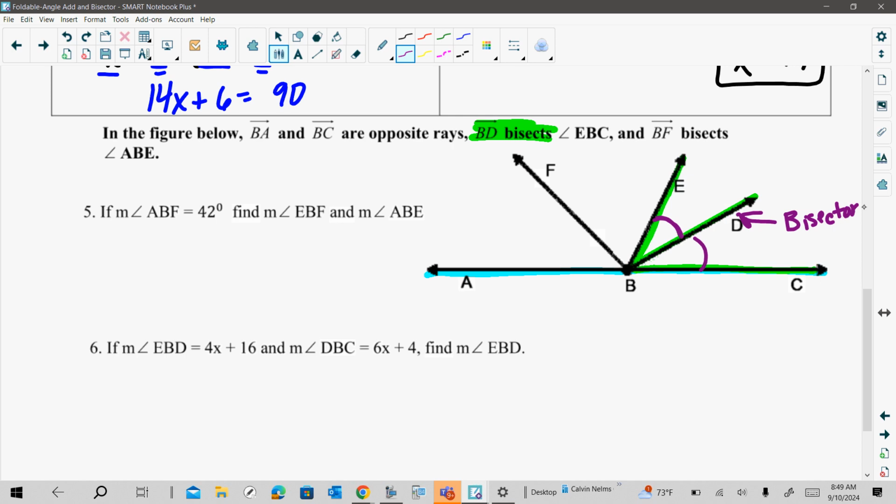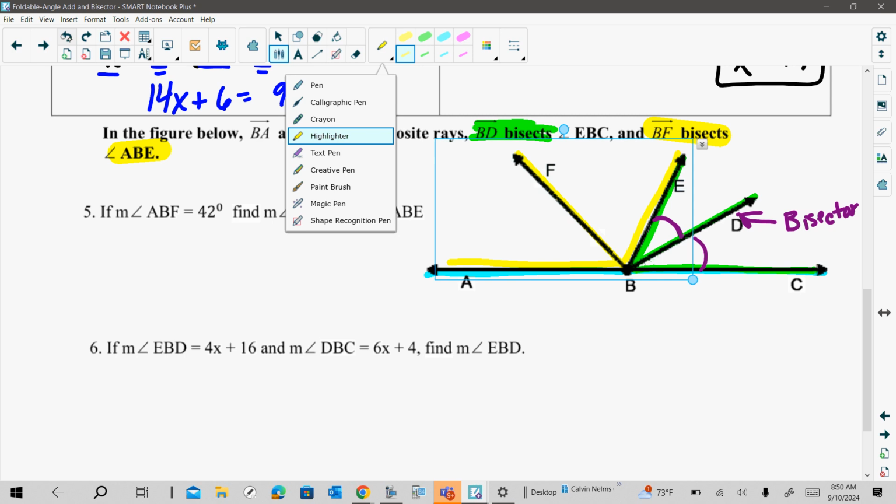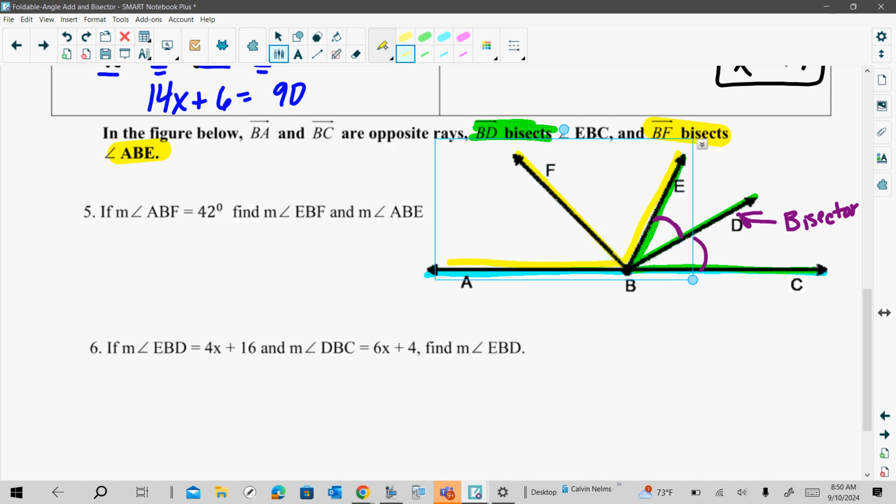But they also tell us that BF, I meant to do a different color and go yellow, is a bisector for angle ABE. So BF here is bisecting this whole angle. So that means now we're going to do different arcs, but we're going to show these 2 congruent adjacent parts.